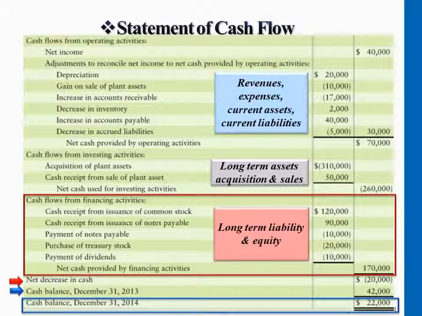If this part here is not the same as the balance sheet, that basically means something went wrong. You didn't do it right. This 22,000, you will see it exactly the same as this year's balance sheet cash balance.